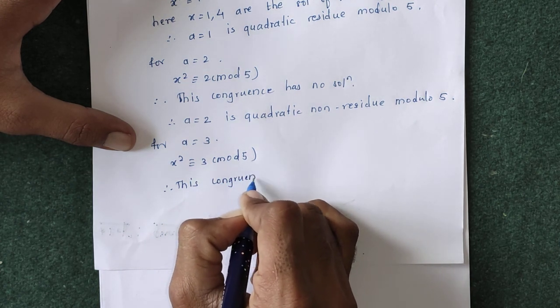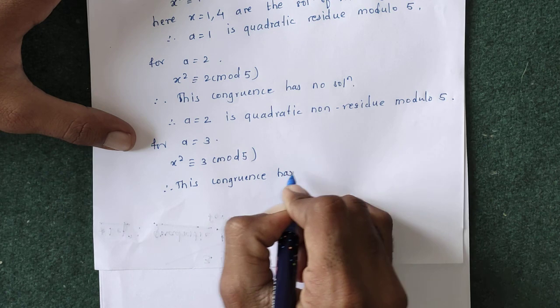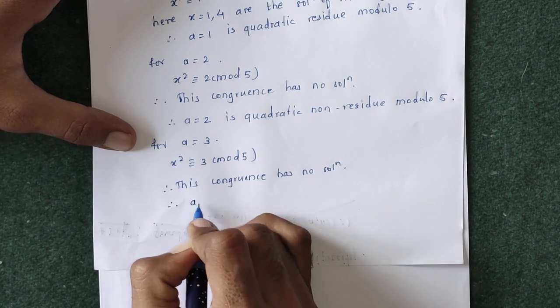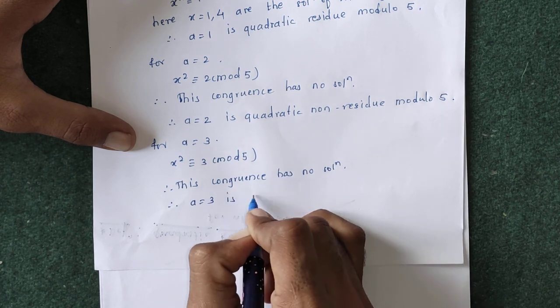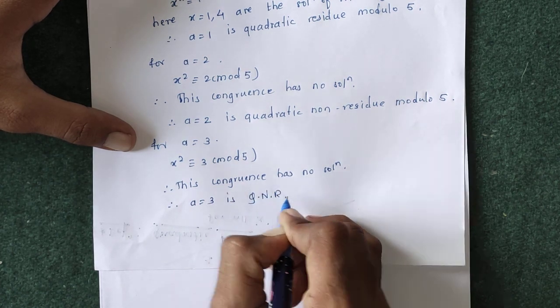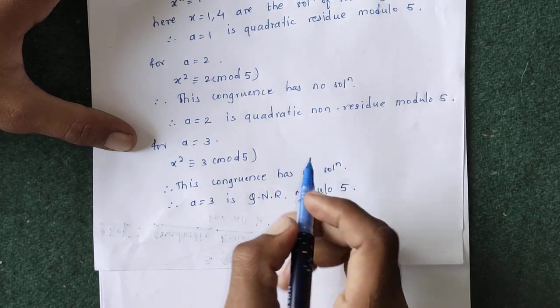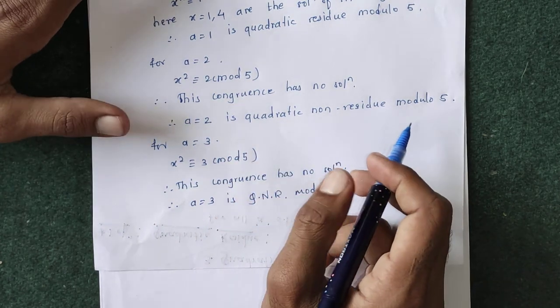This congruence has no solution. So we can say that a equals 3 is a quadratic non-residue under modulo 5. You have to write all these words: quadratic non-residue.